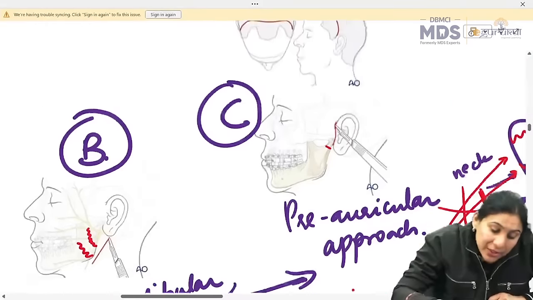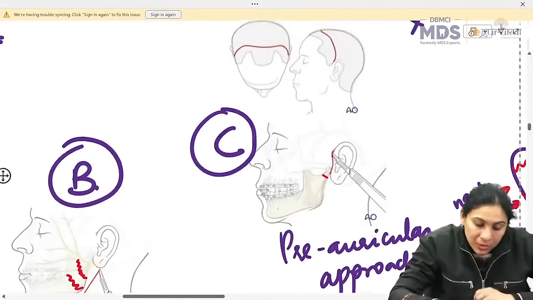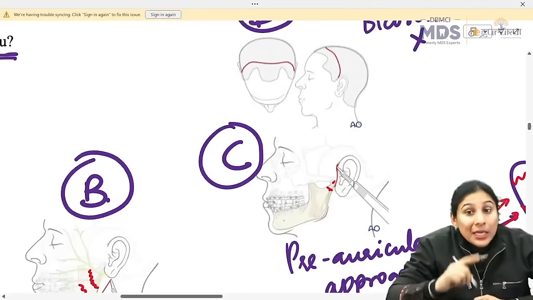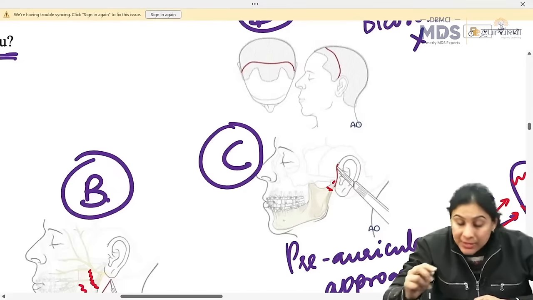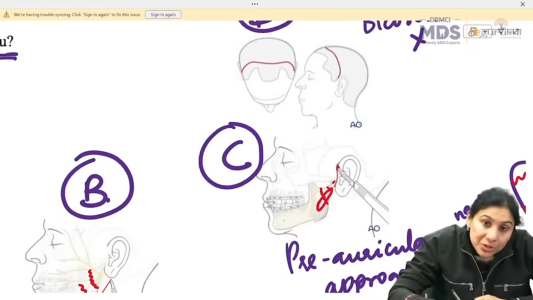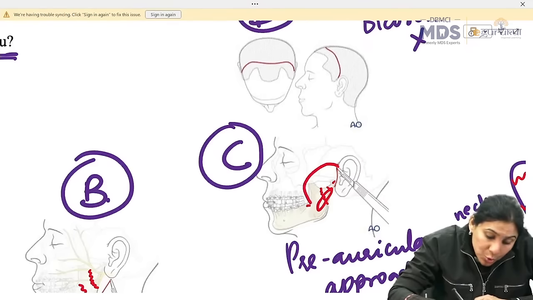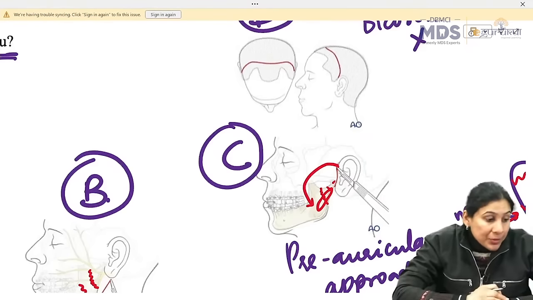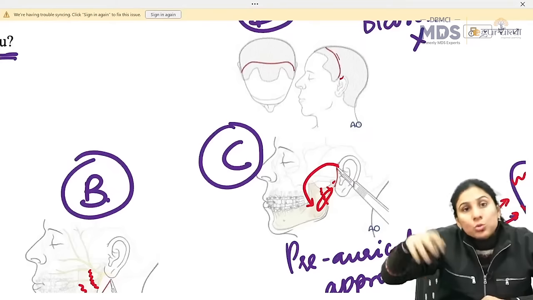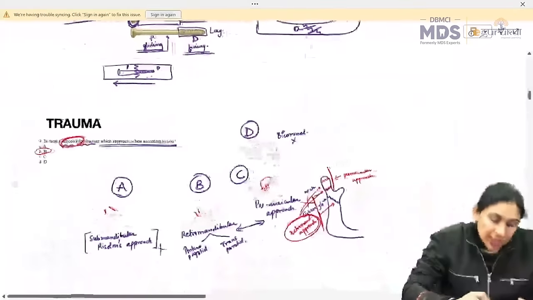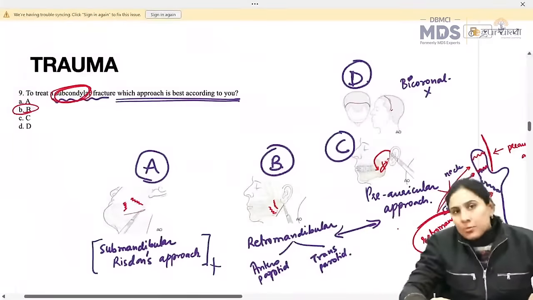You can see that with this incision, it is easy to approach the head and neck of condyle, like we do in TMJ ankylosis surgeries. But if it is this kind of a fracture and I have to put a plate like this, then with this incision, I cannot put a screw here. The inferior most screws will be very difficult. Okay. And bicoronal is very far. Okay? So for subcondylar fracture, the best approach is retromandibular approach.